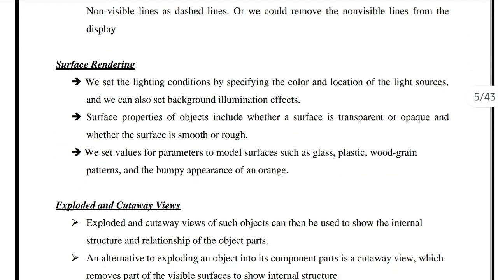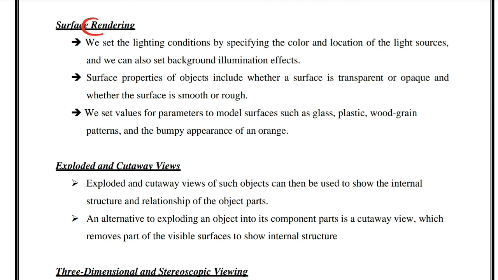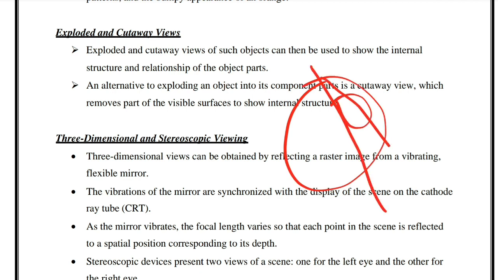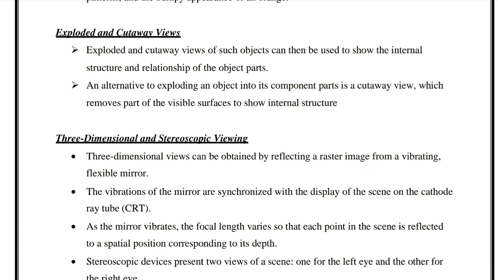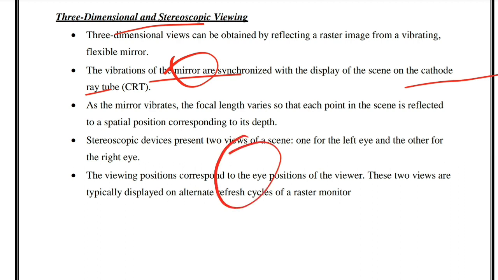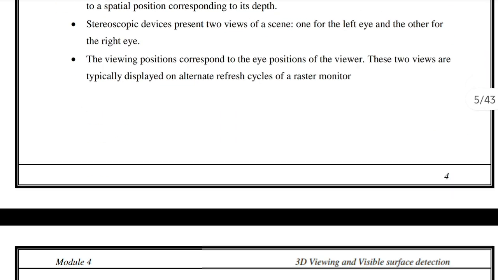So if they ask about these things, you need to write about these things. Surface rendering means from where the light is coming, if it's transparent or opaque or smooth or rough, those things you need to define. Exploded and cutaway views mean the cross-sectional view, like if this is the human brain, if you cut like this and show what is inside the brain, that's the exploded and cutaway views. Three-dimensional and stereoscopic viewing, here you will be using vibrations of the cathode ray tube, and you will be attaching a mirror. By that you will be getting the three-dimensional and the inner view of the object. So that's what the three-dimensional and stereoscopic viewing is.